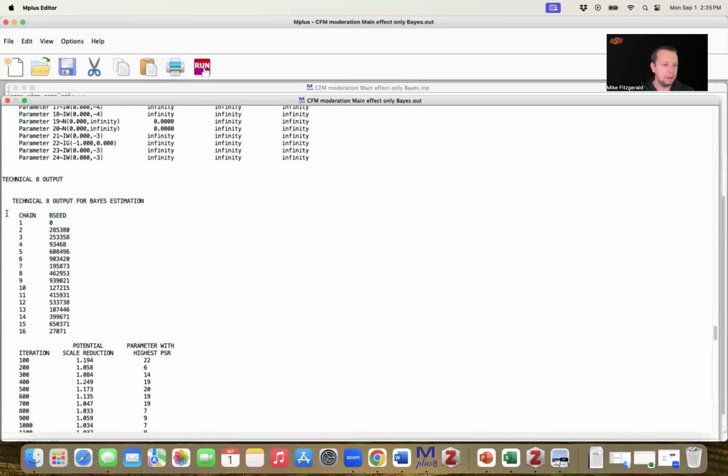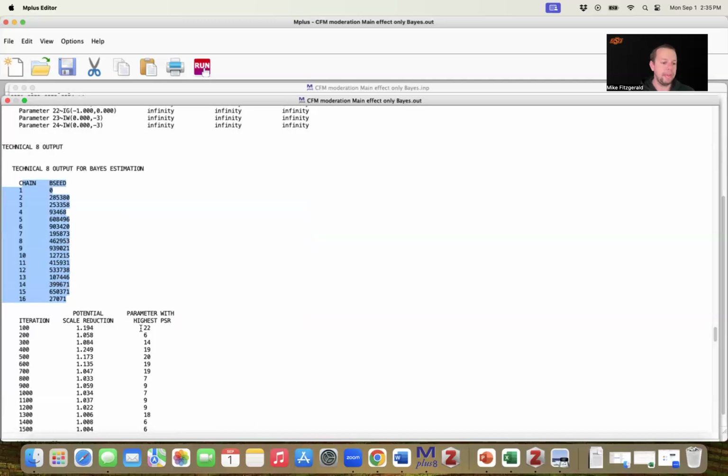And so here are going to be our Markov chains, the Markov chain Monte Carlo, one of the ways in which we obtain our parameter estimates and what's going on behind the scenes. What we're doing is looking at these different chains that we're estimating. We want them to converge. Mplus is simultaneously estimating these different parameter estimates in these different chains, and we want those chains to eventually arrive at the exact same answer, or something very, very close.